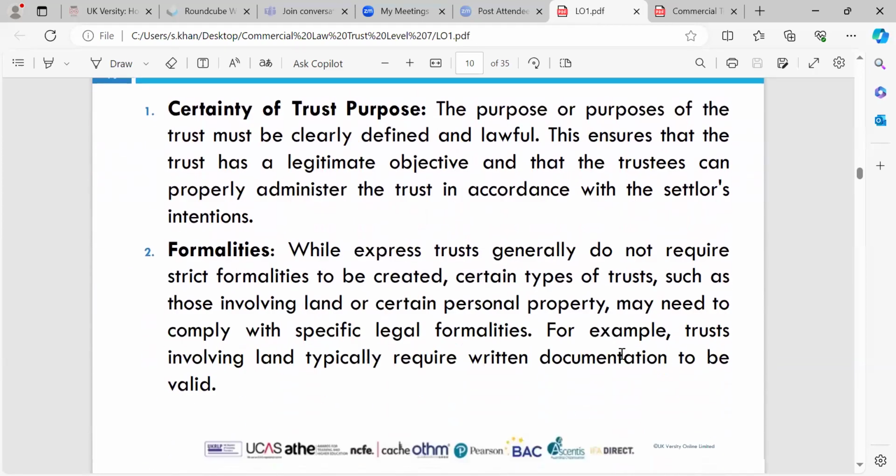Certainty of trust and the purpose. The purpose or purposes of the trust must be clearly defined and lawful. This ensures that the trust has a legitimate objective and that trustees can properly administer the trust in accordance with the settlor's intentions. So what the settlor wants to do, the trustee must follow that. Formalities. While express trusts generally do not require strict formalities to be created, certain types of trusts, such as those involving land or certain personal property, may need to comply with specific legal formalities. For example, trusts involving land typically require written documentation to be valid.